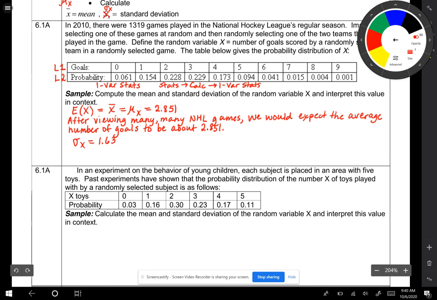For our standard deviation, my standard deviation ended up being 1.63, and its interpretation: on average, the number of goals scored will differ from the mean of 2.851 by about 1.63 goals.